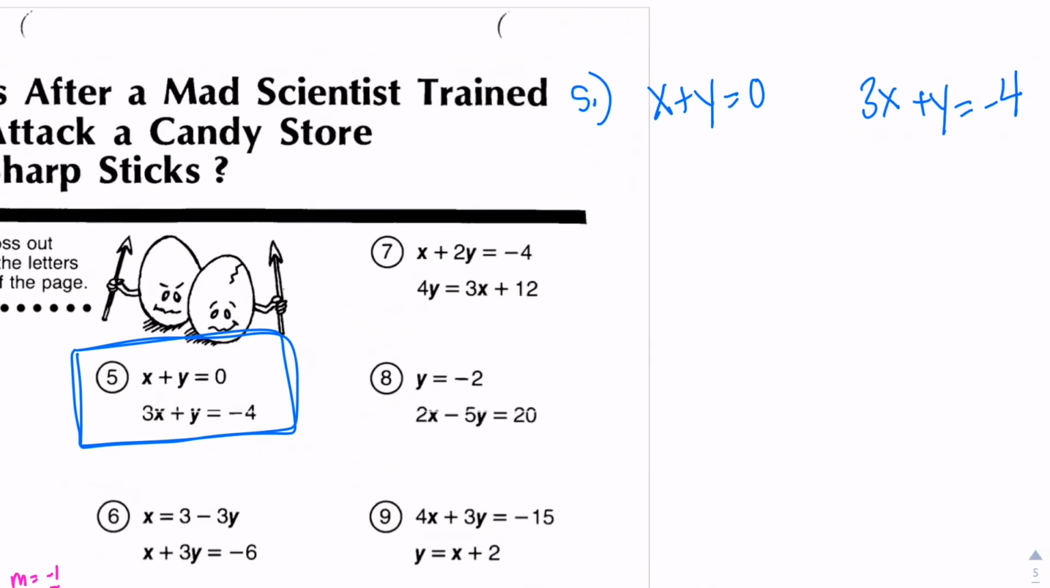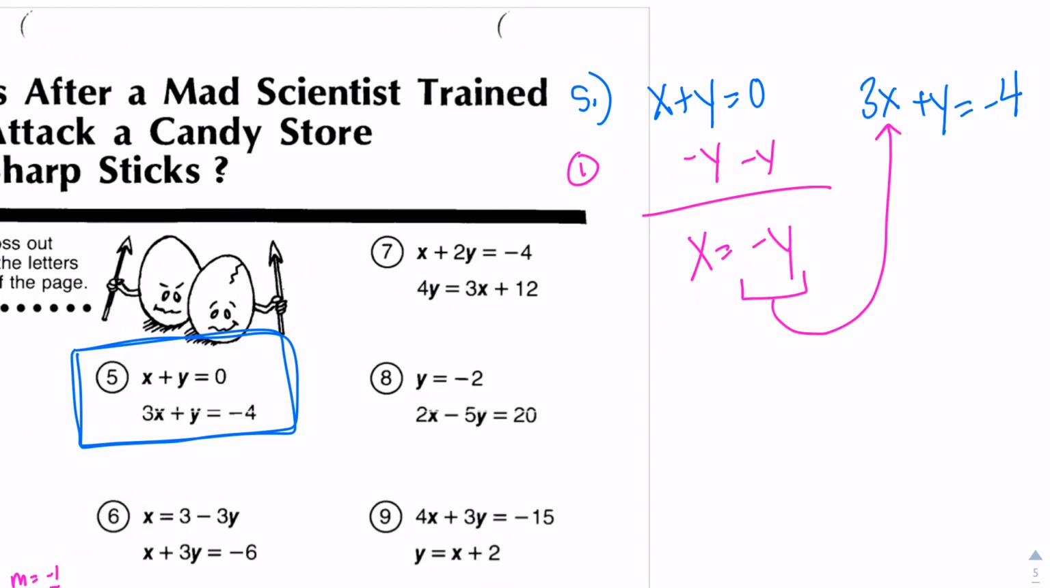It's the first one. So step 1 is to solve for one of your variables. On both sides of your equation, you're going to subtract y. So x equals -y. That is step 1. Step 2 is to take this information and put it there. Instead of writing x, we write what we know x is equal to in terms of y.